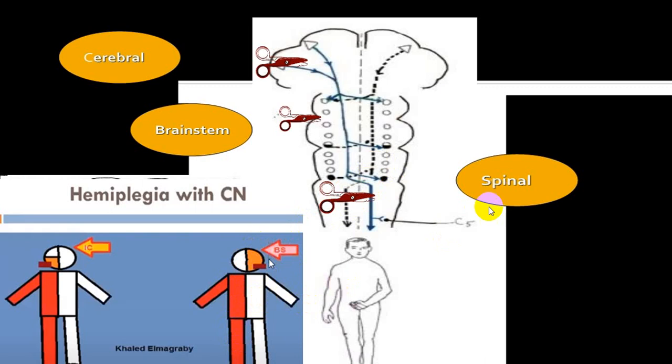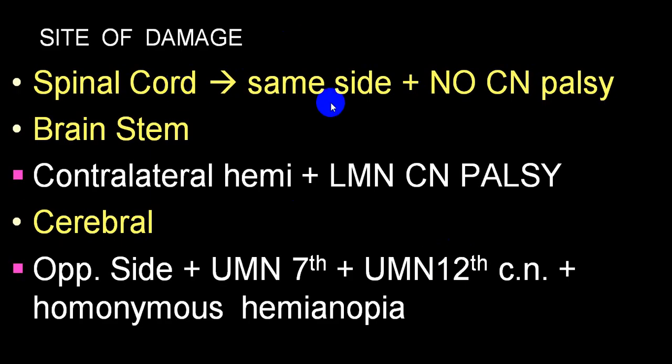And once it comes to the spinal cord, it will be same side hemiplegia, upper limb and lower limb involved, sparing the face and all cranial nerves, and you will have a clear-cut sensory level. In that damage, you will have a peculiar presentation we will mention further. So in spinal cord damage, same side, with no cranial nerve palsy, sparing the face. In the brainstem, contralateral hemiplegia and lower motor neuron cranial nerve palsy on the side of the damage. As for the cerebral hemisphere, that is cerebral cortex, corona radiata or internal capsule, opposite side upper motor neuron facial, upper motor neuron 12th cranial nerve, and you might have homonymous hemianopia, particularly if the damage is in the internal capsule.